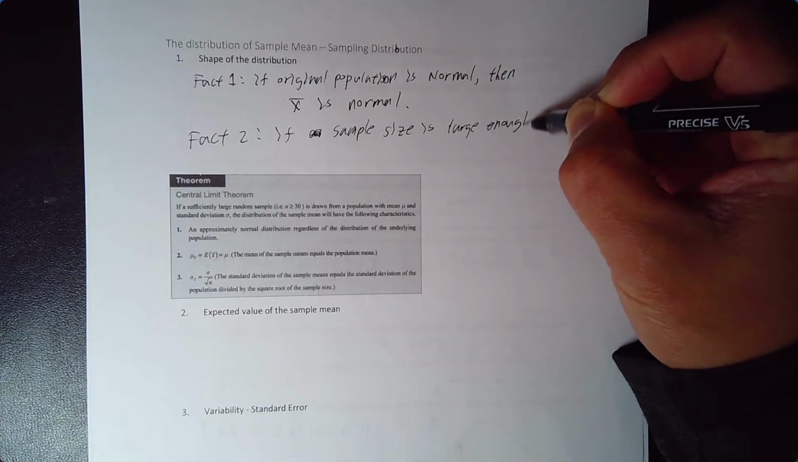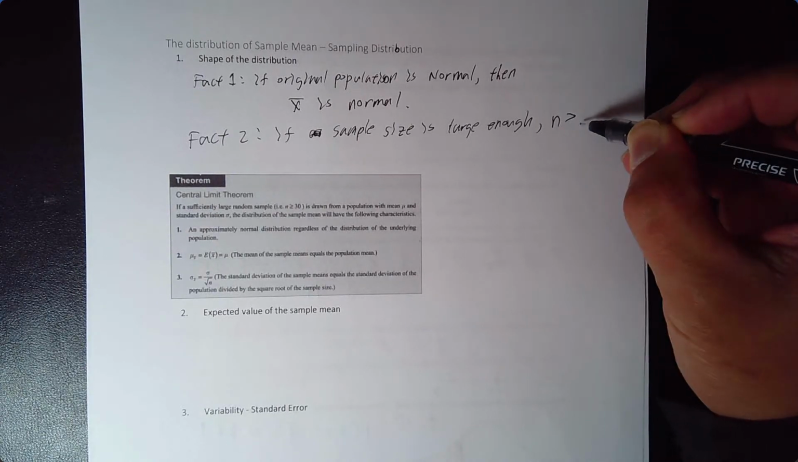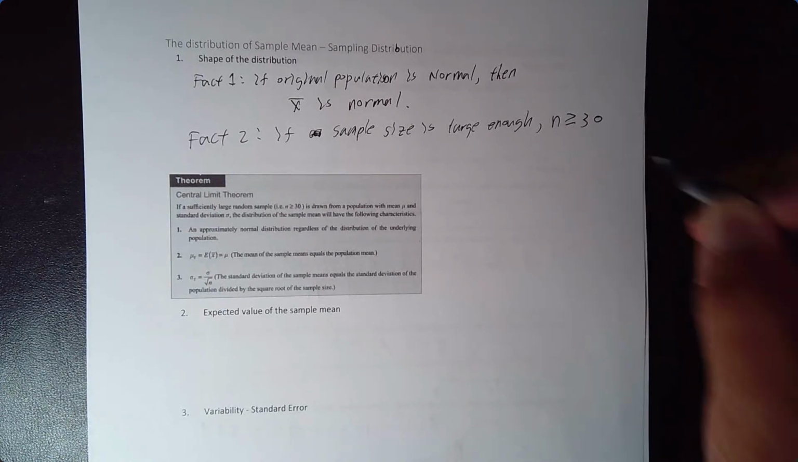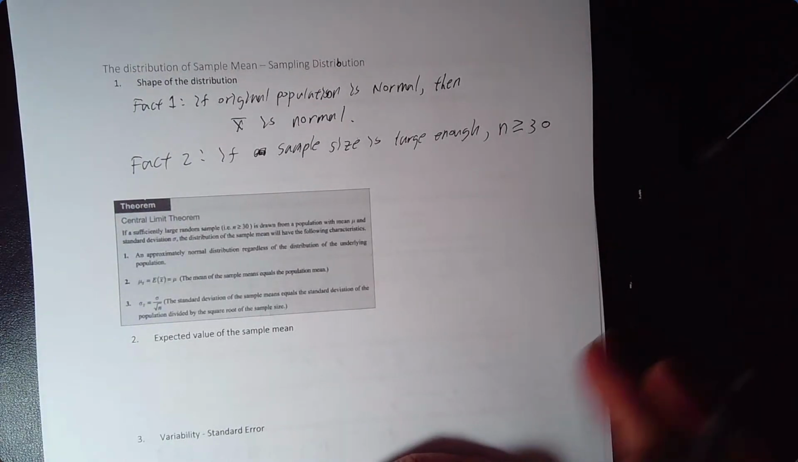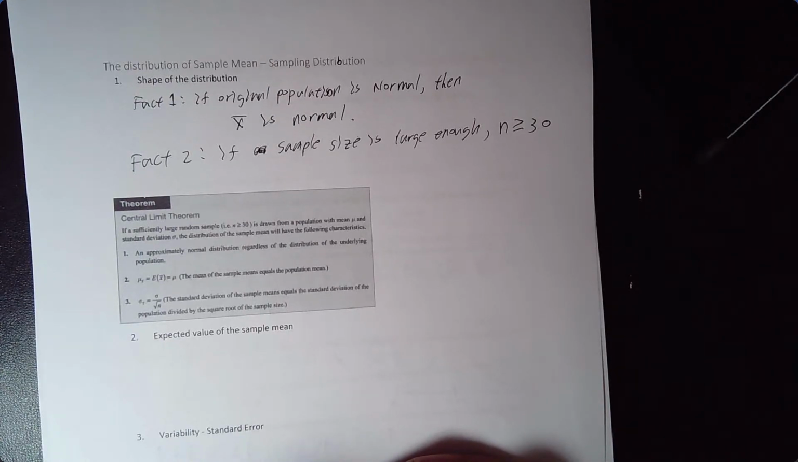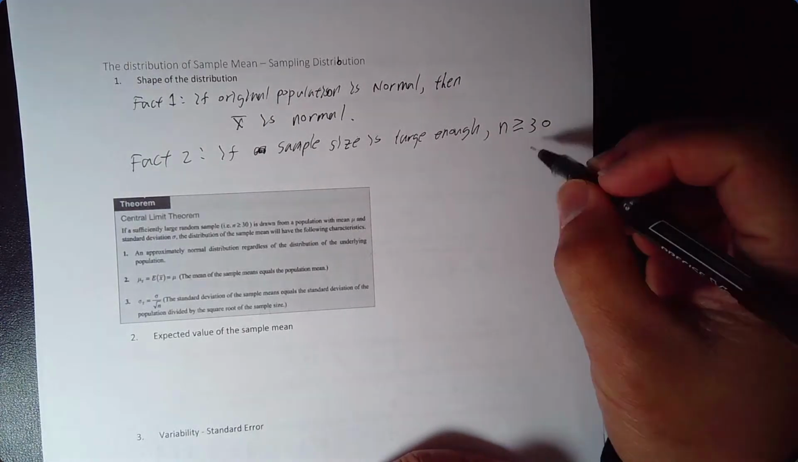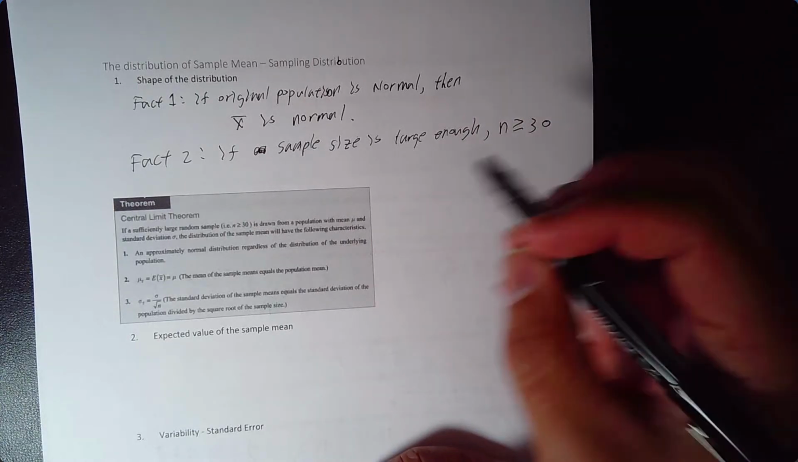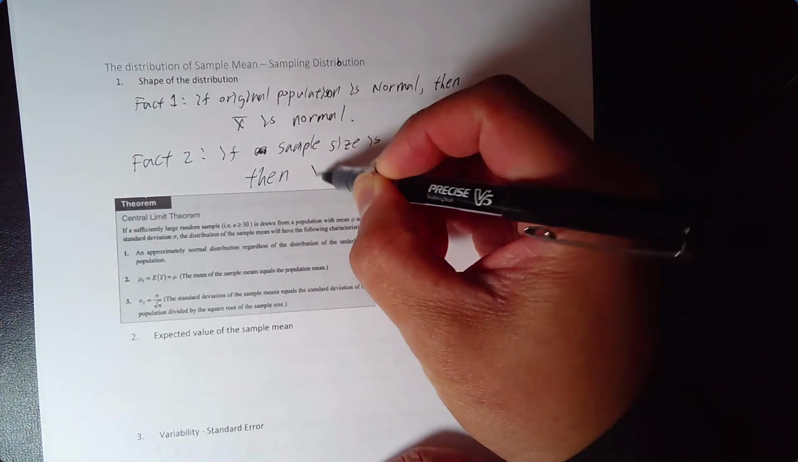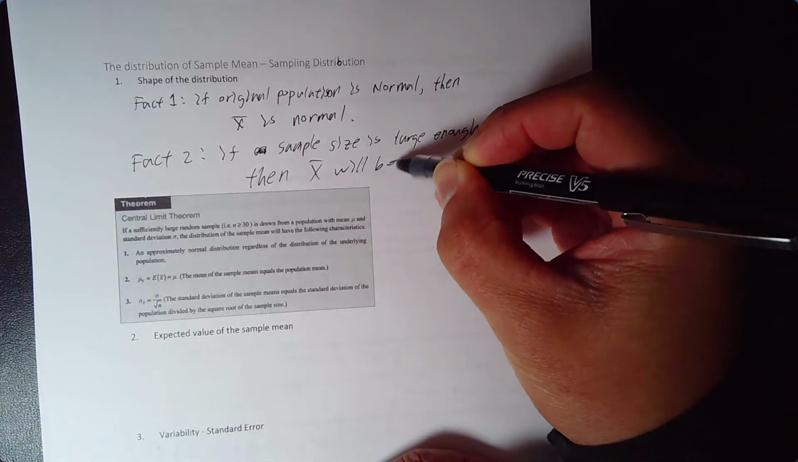Okay, and what is large enough? Large enough just means, let's say, n greater than or equal to 30. Okay, now why 30? It's a safe number. So without getting too deep into convergence of distribution, just know that if we have a large enough sample size, then x bar will be approximately normal.